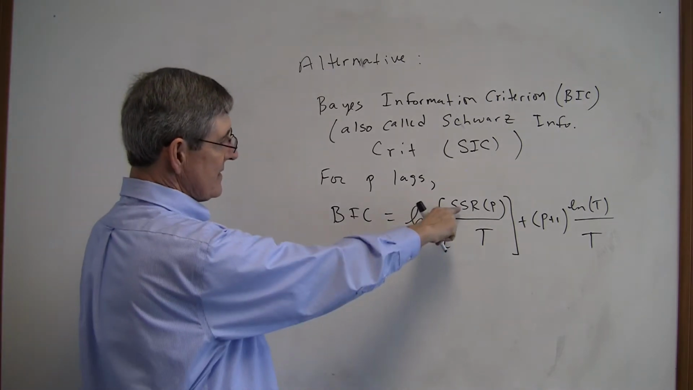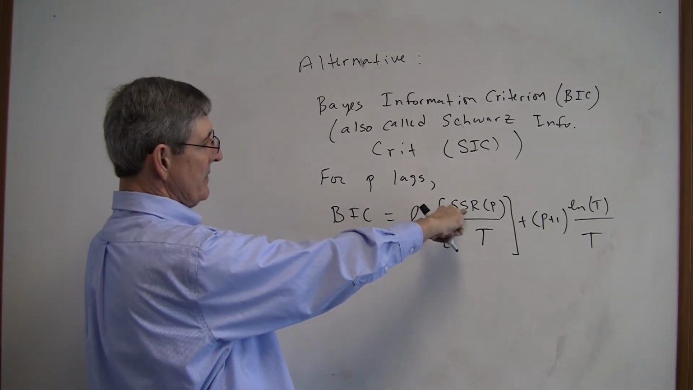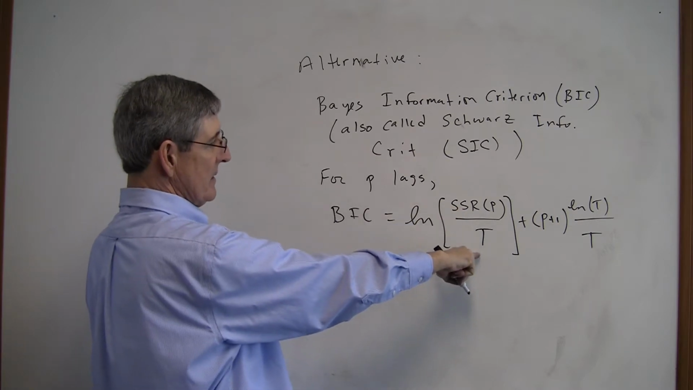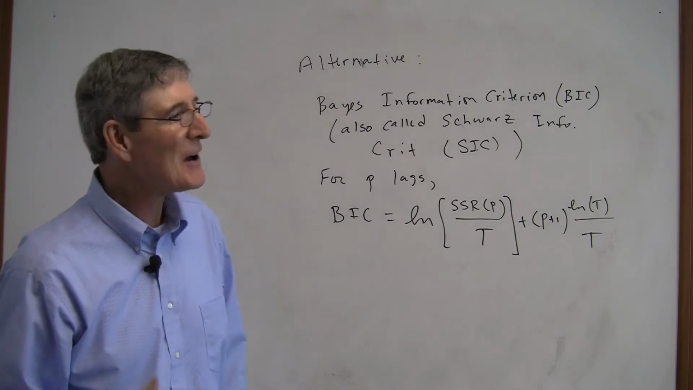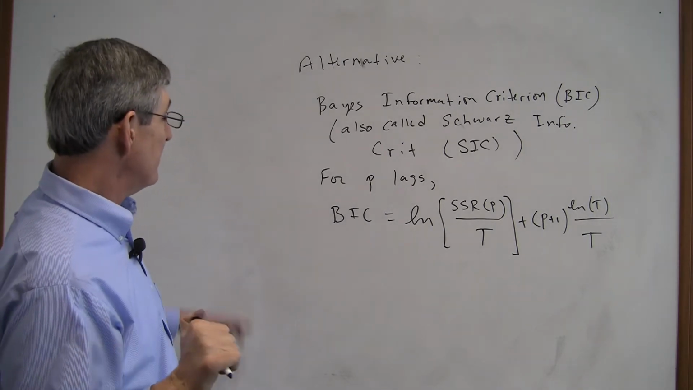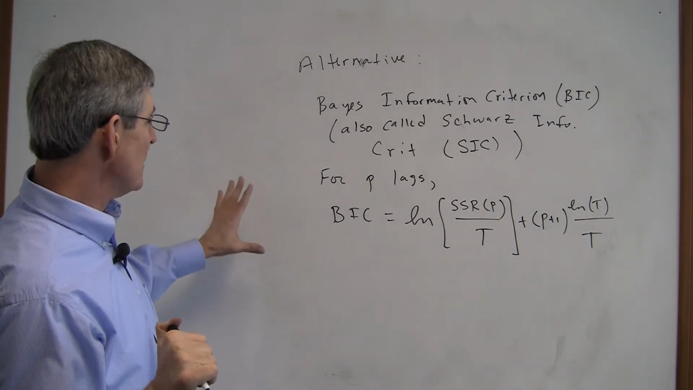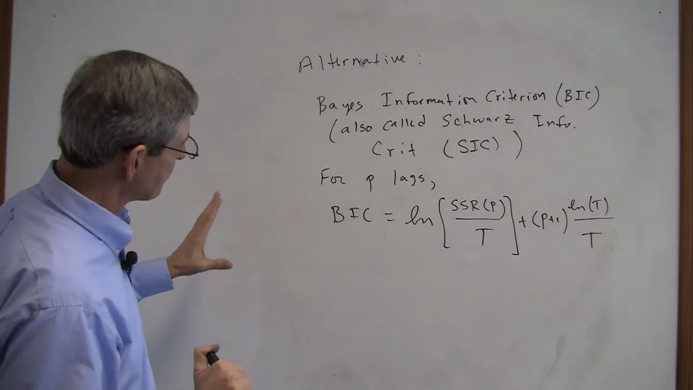So this is the sum of squared residuals from your AR(p). The T is just the number of observations. This is the number of lags. And I hope you know what a log is by now. This is a lot like an adjusted R squared.